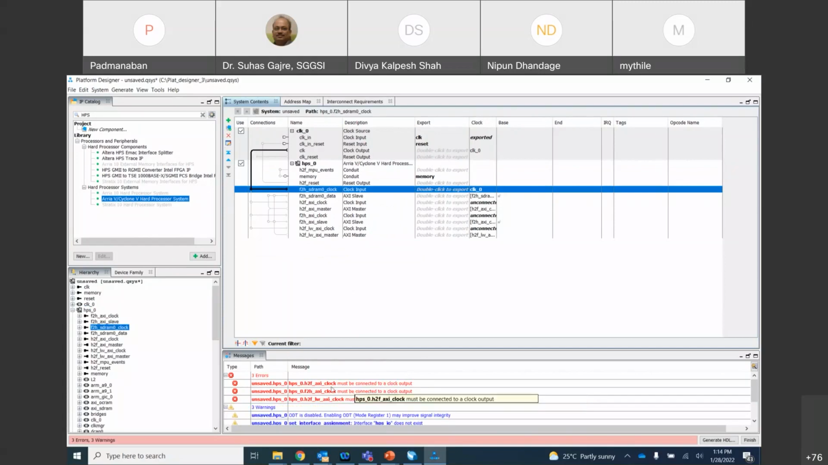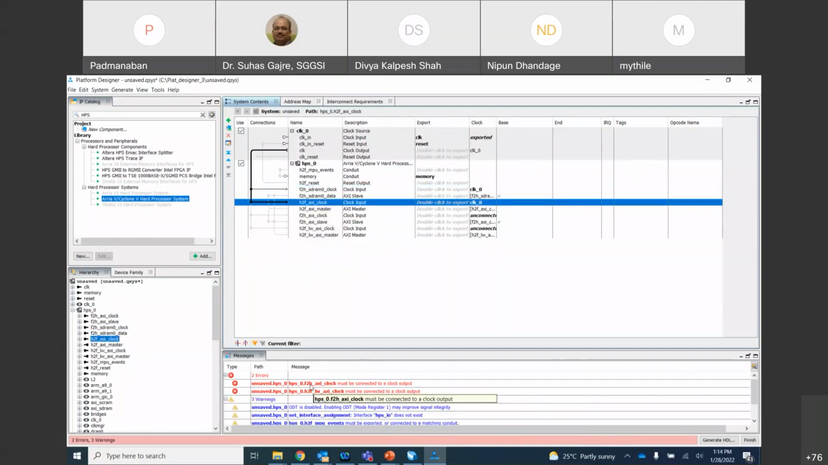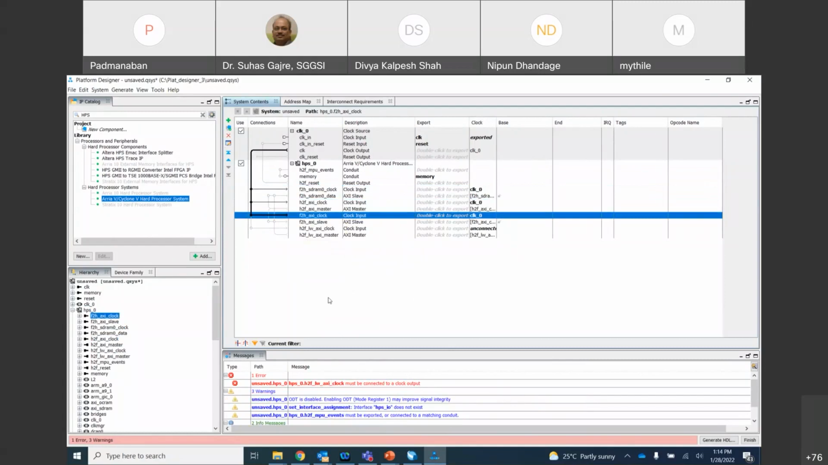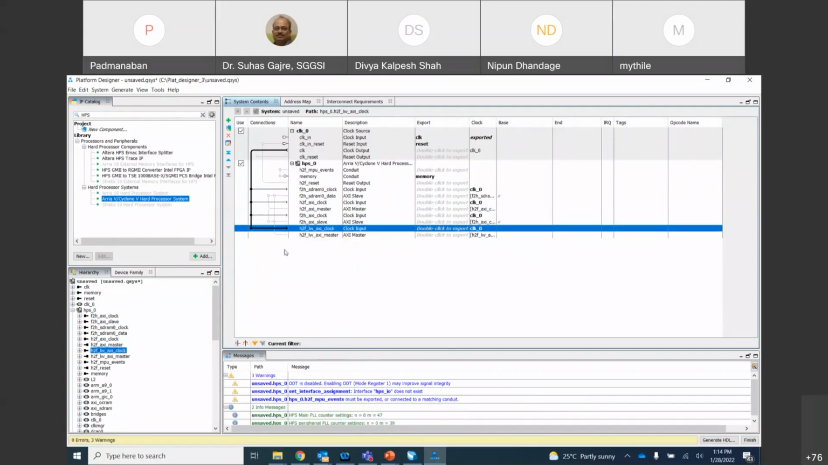Similarly, you need to connect the H2F AXI clock. Just click that. F2H, that is FPGA to HPS. Click that. You need to connect that clock also. Last one, you need to connect the lightweight AXI clock. That also needs to be connected. Just click that. You can see all the errors are removed.